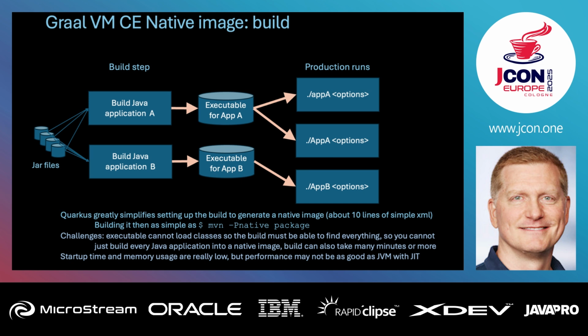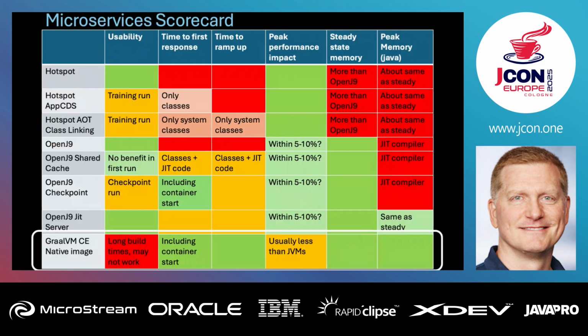But the advantages are startup time and memory use are really low, although the performance may not be as good as the JVM with JIT, especially if you're in a sort of resource-rich environment where there's lots of resources for the JIT to be able to really pump at the code. We'll put Graal native image at the bottom here. I'll color it red just because of these long build times and the fact that it may not work, and you may not discover that even during the build step.